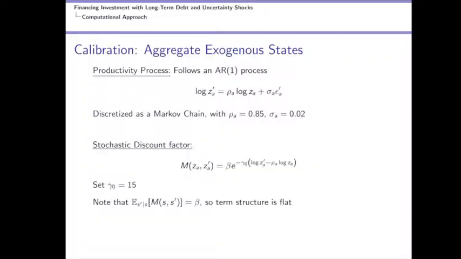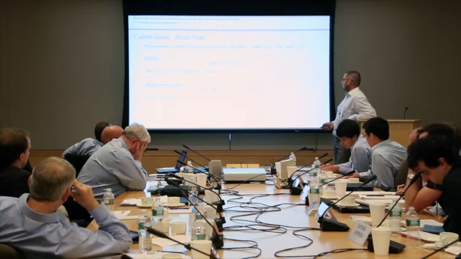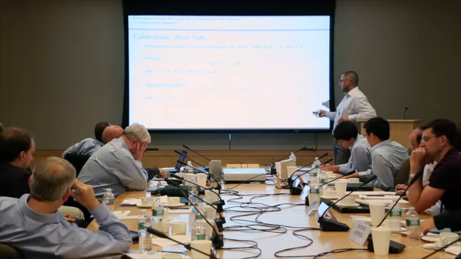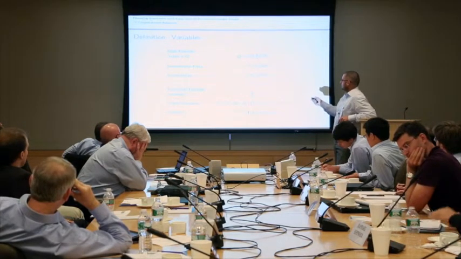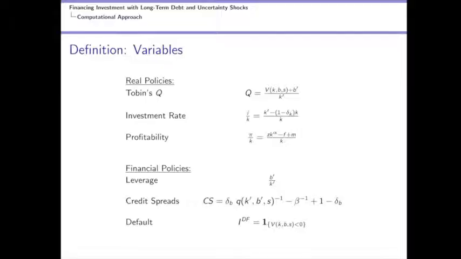The idiosyncratic shock is also an AR1, and the idiosyncratic volatility process has two states, a low and a high volatility, which then kicks in when we discretize this. The profit function is very standard, with decreasing returns to scale. Adjustment cost is 5%. Those are my parameters. Tobin's Q is market value plus debt over book value of assets, investment rate, profitability, leverage. The credit spread is the cost of debt minus the risk-free rate and default.